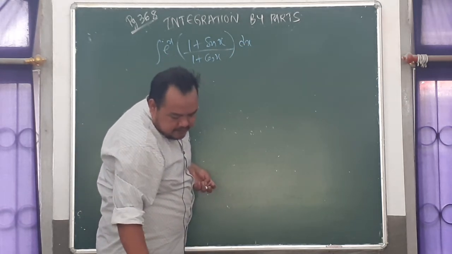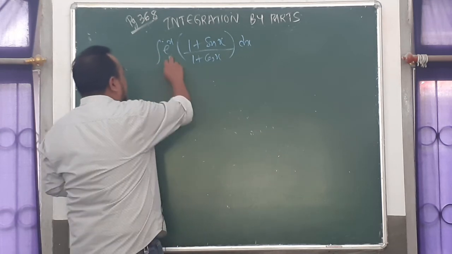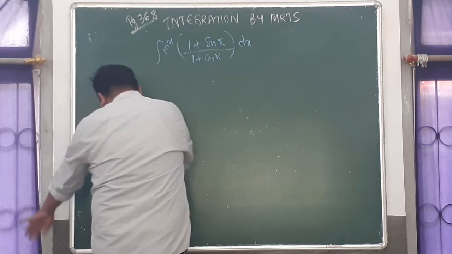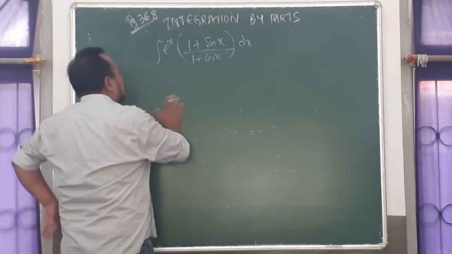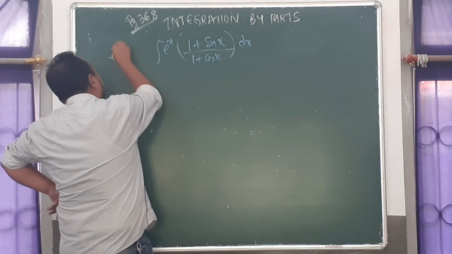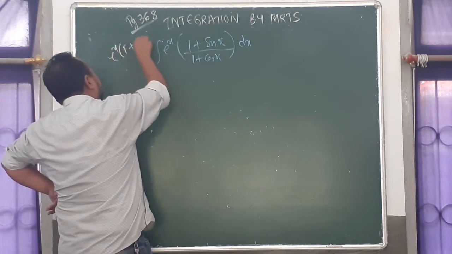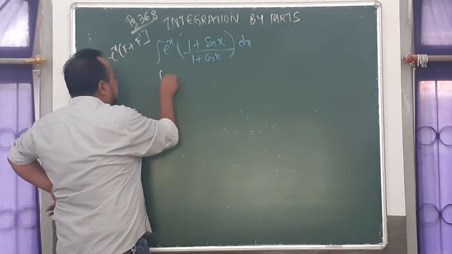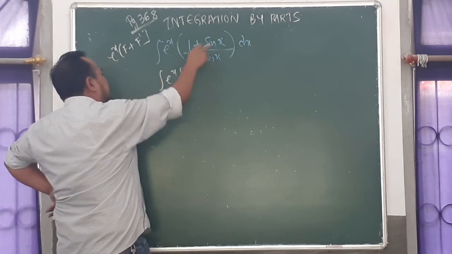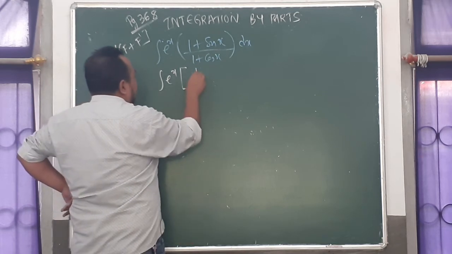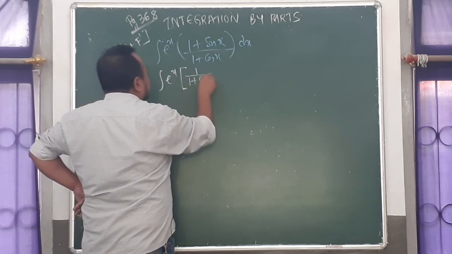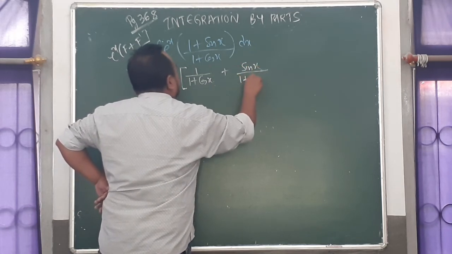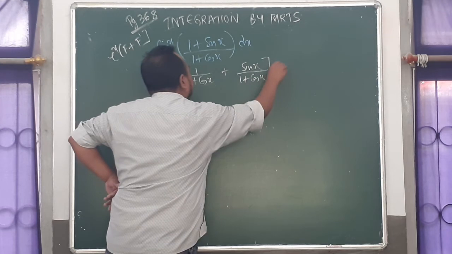Okay, this is ISC 2000. Now as you can see, e to the power x, so let us try to apply the property of by parts. So what is the property of by parts? Whatever be the first function, the second function must be the differentiated value of the first. So please don't forget that. So integration e to the power x as it is, let us convert this into two functions. So what do I get? 1 divided by 1 plus cos x plus sin x divided by 1 plus cos x. I hope till here no problem.